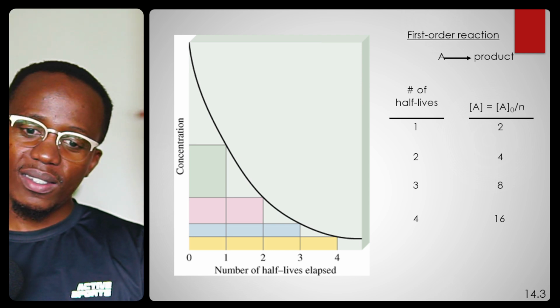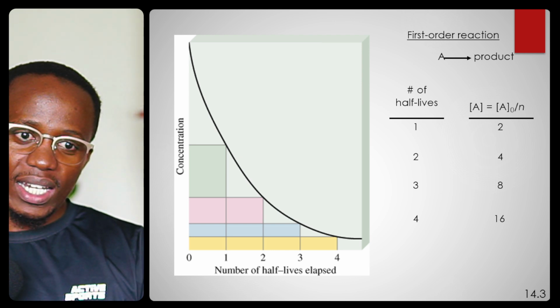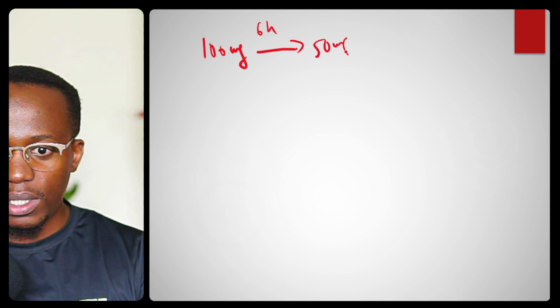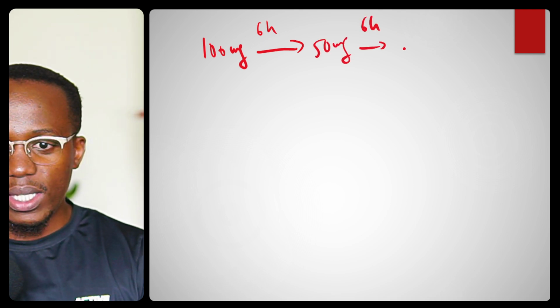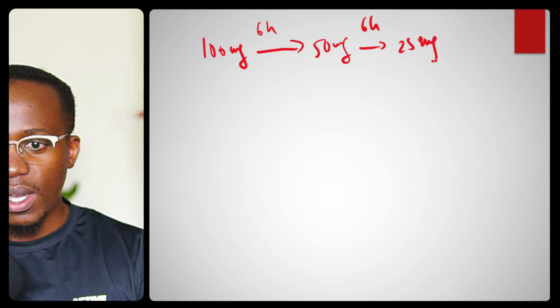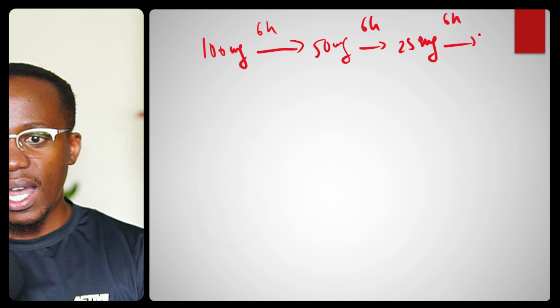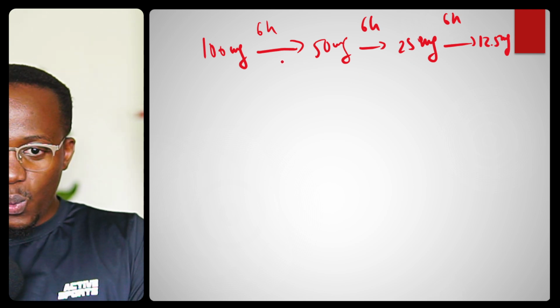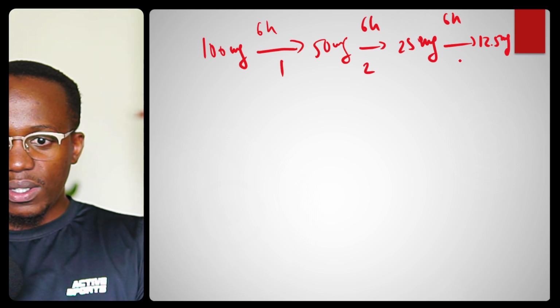That makes sense. So let's look at it in an easy way, and then we're going to relate it to our kinetics. Let's say I started with 100 milligrams of coffee, and then after 6 hours I have 50 milligrams. After another 6 hours I have 25 milligrams. After another 6 hours I have 12.5 milligrams, right? So this is one half life, two half lives, three half lives.